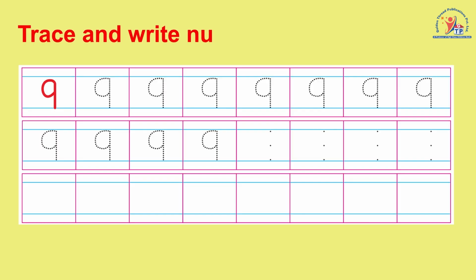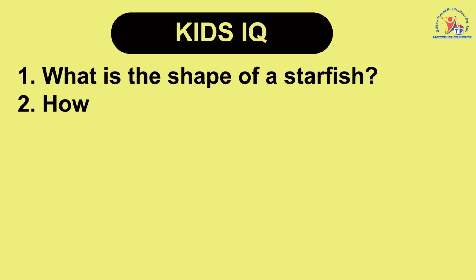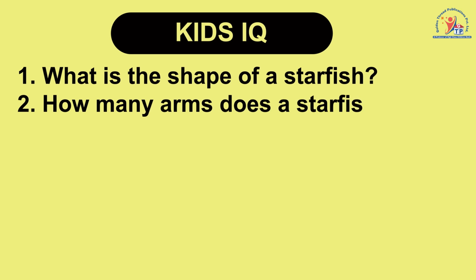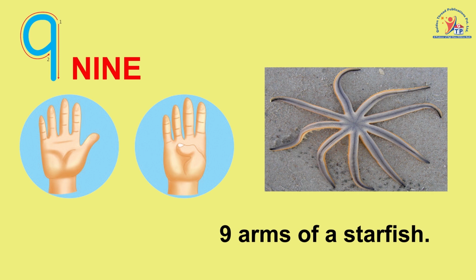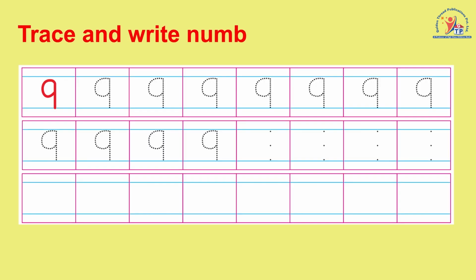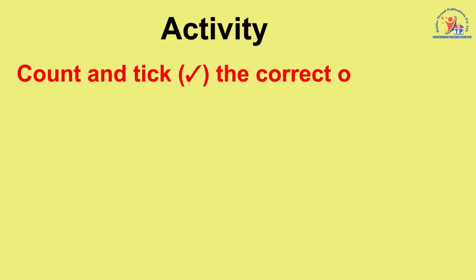Trace and write the number 9. Kids IQ 1. What is the shape of a starfish? 2. How many arms does a starfish have? 9. 9 arms of a starfish. Trace and write the number 9. Activity: count and tick the correct option.